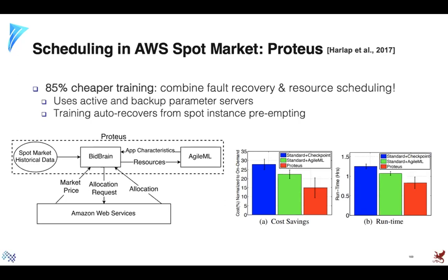And the Proteus also has a component called BidBring on the left-hand side, which automatically purchases spot instances for you using prices which can minimize the total cost of training.